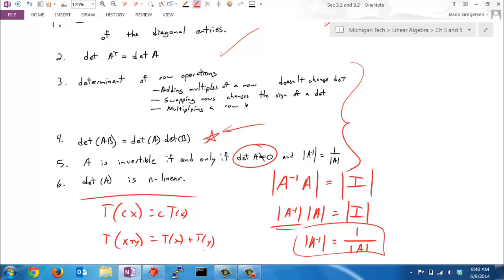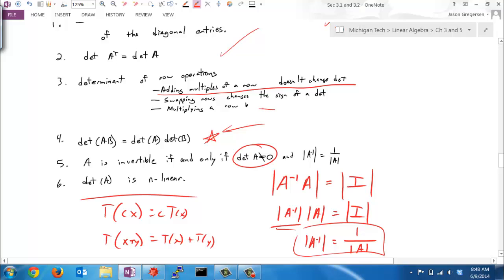Row operations do change the value of the determinants, but they change them in very predictable ways. So we got the ways here. If I add multiples of rows, that doesn't change the determinant at all. If I do a row switch, it will change the sign of the determinant. And if I just multiply a row by b, then I need to multiply the determinant by b.